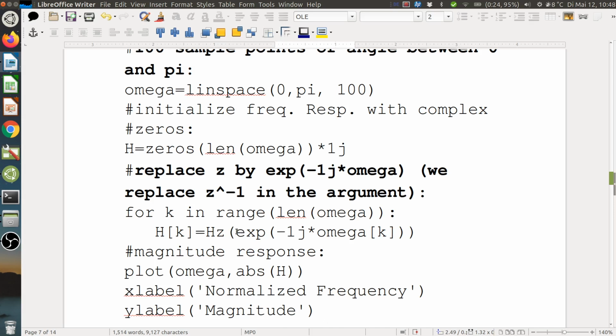Right, so this is also what you can do in SymPy. You can simply take this argument, and this argument then replaces the polynomial variable. In this case, z to the minus 1. Right, so in general we would replace z by e to the j omega, but here we replace z to the minus 1 by e to the minus j omega.